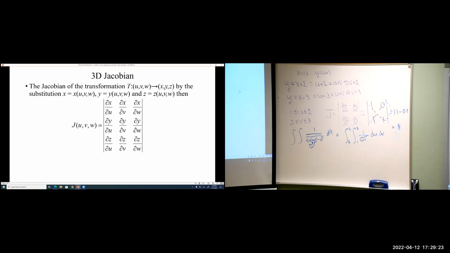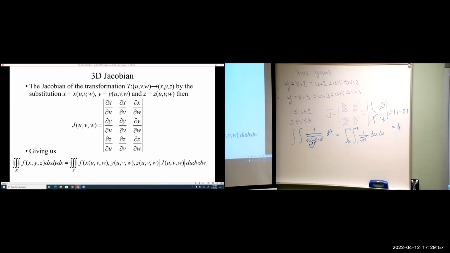For a Jacobian of a 3 by 3, the Jacobian of a triple integral, you have to do the determinant of a 3 by 3 matrix. This is the same as what you're dealing with in the cross product. I'm not going to try and get you to memorize the formula for the determinant of a 3 by 3 matrix, because we're not going to do a whole bunch of triple integrals.